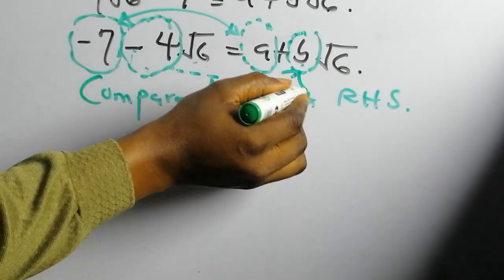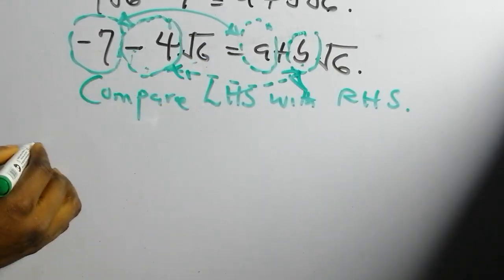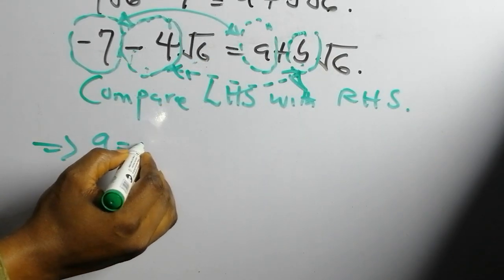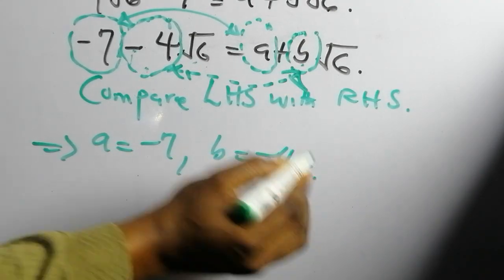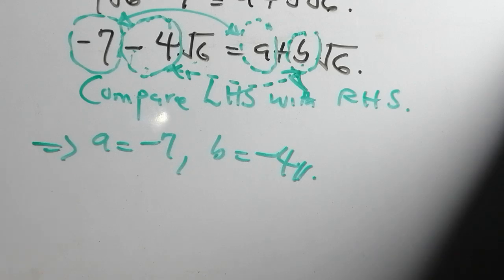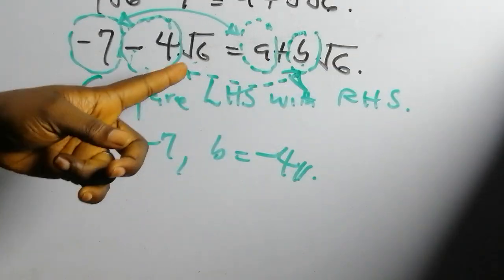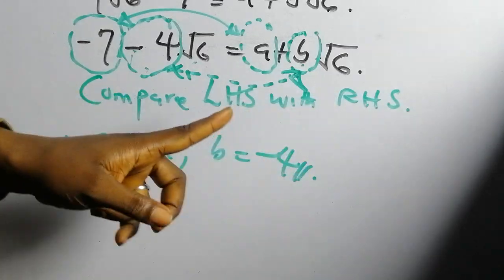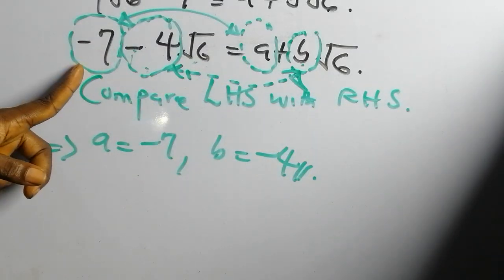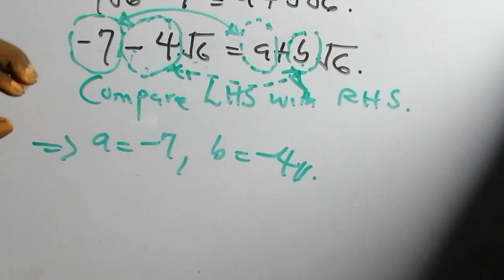My B here is automatically this. My A here is automatically this. So when you compare, A equals what? Minus 7, B equals minus 4. It's as simple as that. That's your A value when you compare left hand side and right hand side. You can only compare that because it's already in this format. This one is carrying root 6, it's also carrying root 6, so I can compare it. This one has no root, this one has no root, I can compare it, and it's only 2. So that is how you can solve this. It's very, very simple and straightforward.